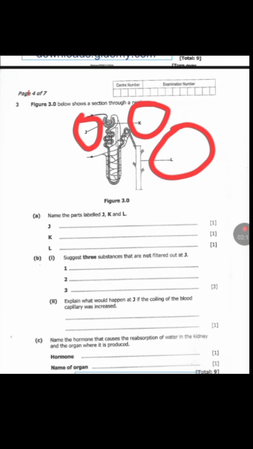Let's come to B. Okay, so B is saying suggest 3 substances that are not filtered out at J. So those that are not filtered out at the glomerulus. Okay, so what we need to understand here is that the big substances that are found in blood, they cannot be filtered at the glomerulus. The reason is very simple, because they are big and they cannot be able to move out. So only small substances are able to move out.